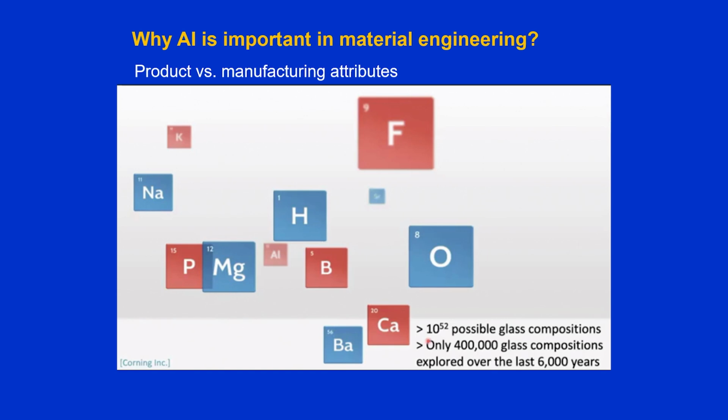To give an idea, let us talk about glass, right. Glass contains sodium, calcium, barium, silicon dioxide. In some cases glass also contains fluorine, fluoride glass, phosphorus, boron. If you combine all these elements, you have 10 to the power 50 possible glass compositions. This is just like stars in the sky, but only 400,000 glass compositions have been explored over the last 6,000 years. That is very small compared to 10 to the power 52. So, many more can be explored, but nobody explored them because experimentally it is not possible in your lifetime.